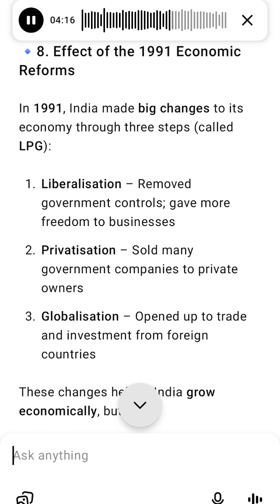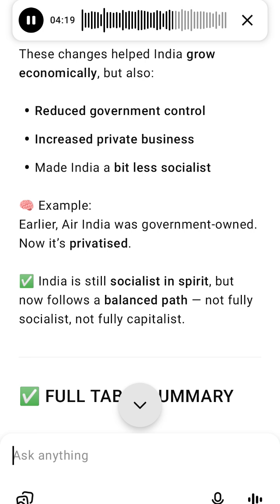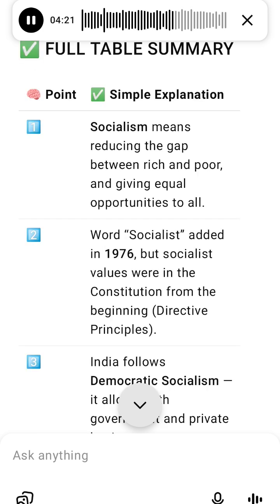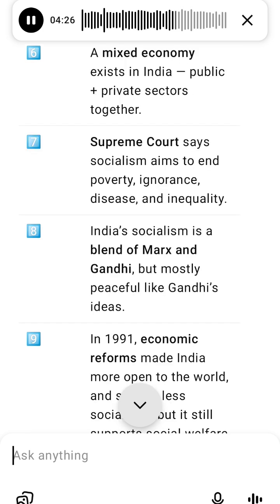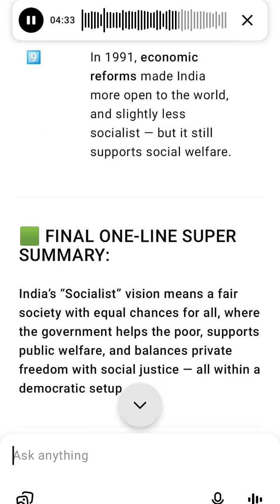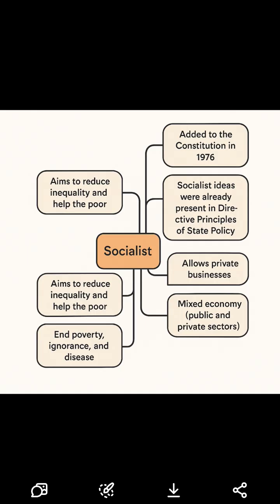5. In 1955, Congress promised a socialistic society and took steps to support it. 6. A mixed economy exists in India, public plus private sectors together. 7. The Supreme Court says socialism aims to end poverty, ignorance, disease, and inequality. 8. India's socialism is a blend of Marx and Gandhi, but mostly peaceful like Gandhi's ideas. 9. In 1991, economic reforms made India more open to the world and slightly less socialist, but it still supports social welfare.